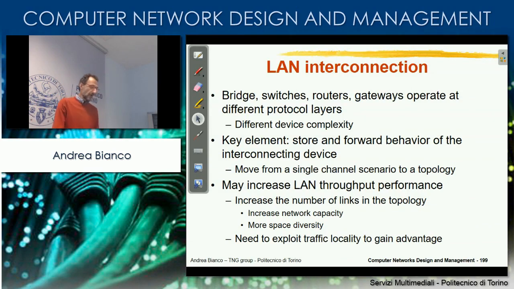So that's the second point in this slide. We are moving from a single channel scenario to a topology, because we are interconnecting several cables, several physical links, and that's called mesh topology. We are moving from a single shared medium to a mesh topology, interconnected through bridges, switches, routers, whatever. And as a consequence, if you look at it as a global network, we have more capacity available.